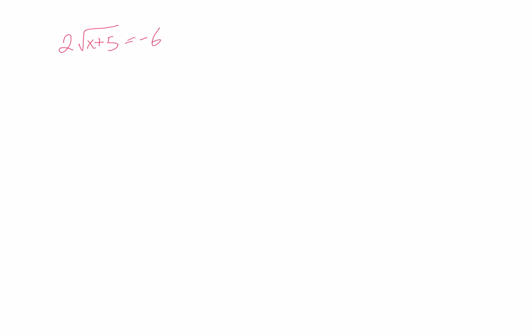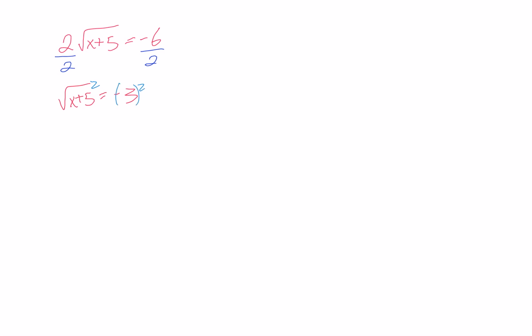Let's try another one. Let's look at 2 times square root of x plus 5 equals negative 6. Looks like an easy one. And it is. The only trick to it is when you solve it, we divide by 2. So we'll get root x plus 5 equal to negative 3. Now we want to square both sides.